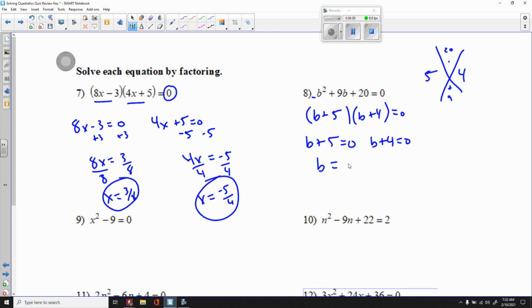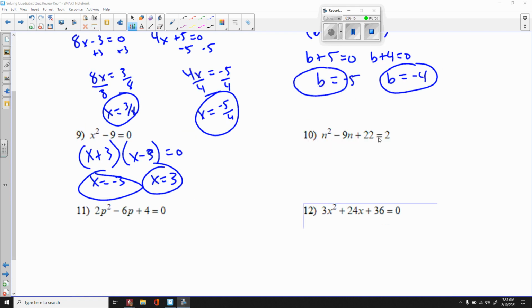B should be negative 5, 4, and negative 4. Cool. All right, check your work. Check out number 10. We are not equal to 0. So first things first, make sure we move that 2 to the other side. All right, number 10, once I did move, I can factor and solve.